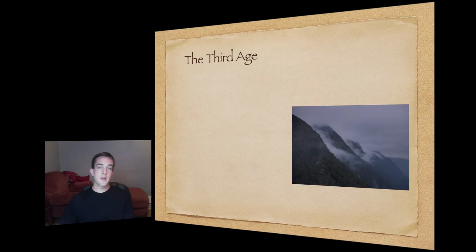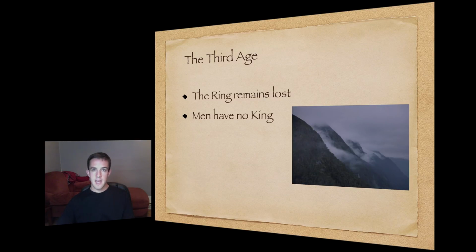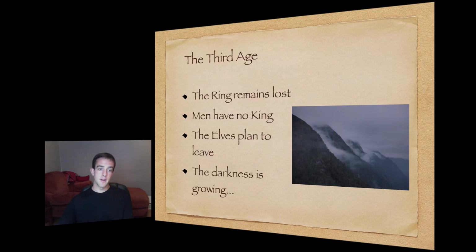So, the third age is the age in which The Hobbit and The Lord of the Rings take place. In the third age, the One Ring is still lost. Sauron had it cut off his finger, but nobody knows where it is. Men have no king. They are supposed to take over from the elves, but they don't have a ruler, and so they're sort of just wandering around. The elves plan to leave Middle-earth. They have had enough, and they're going to go home to be with the Valar. And a darkness is said to be growing. And so that is where our story takes place.